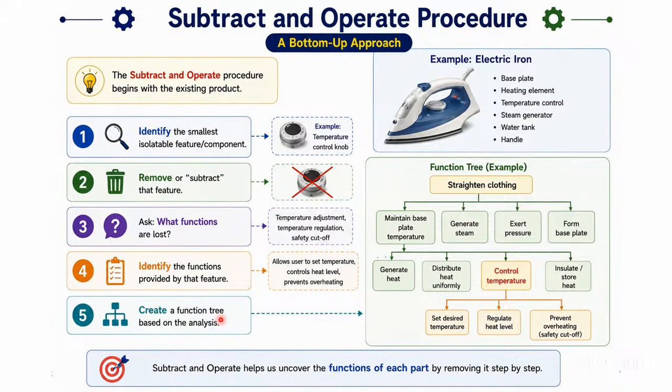The first approach that we discussed is FAST. Using that, you name the functions in the form of verb plus noun. That is first technique. The second technique that we discussed is subtract and operate procedure. That is, you remove a component and then find out what are the functionalities that are lost. So this is the second technique.